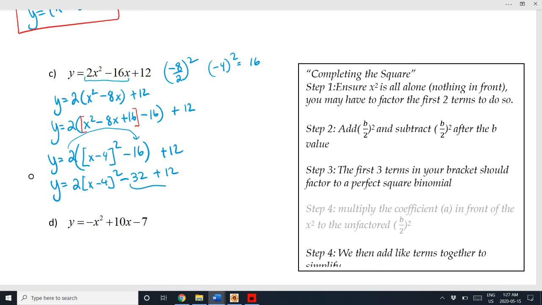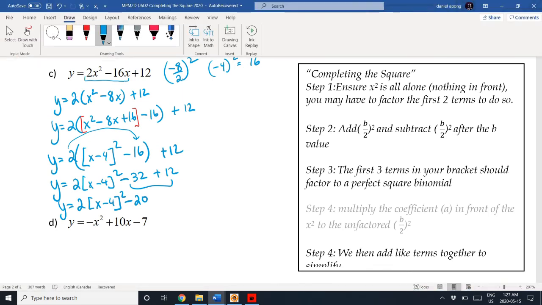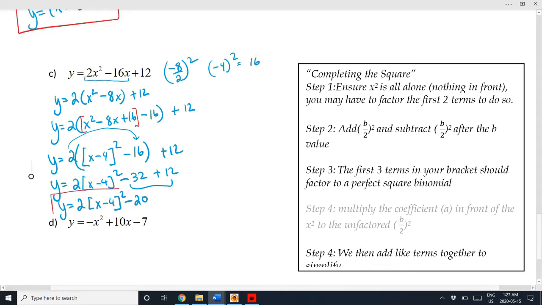And so we just have to add these two like terms to finish this off. y is equal to 2 bracket (x − 4)², and negative 32 plus 12 is going to be negative 20. So here we are in vertex form. So it's a little bit complicated, but again, if you practice these steps, it should be not too bad.